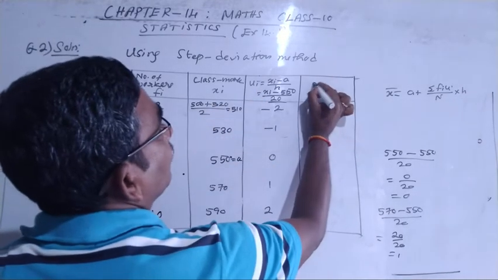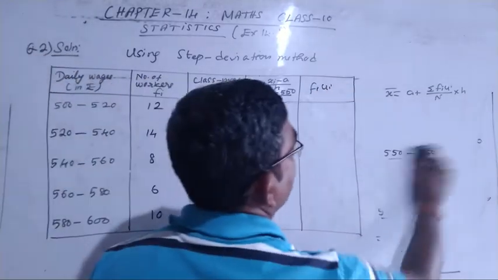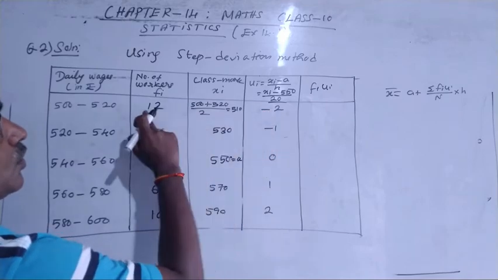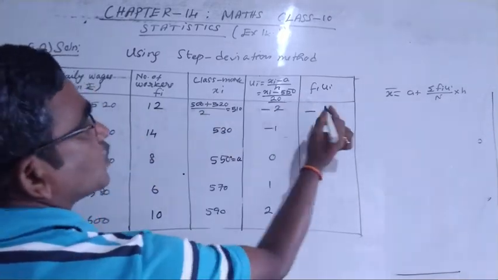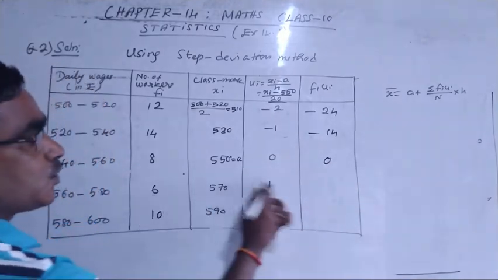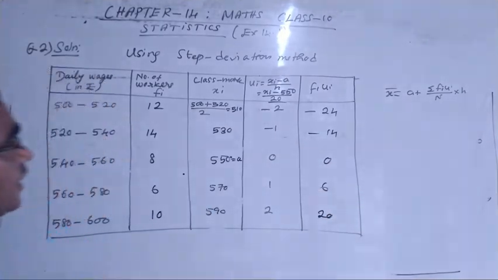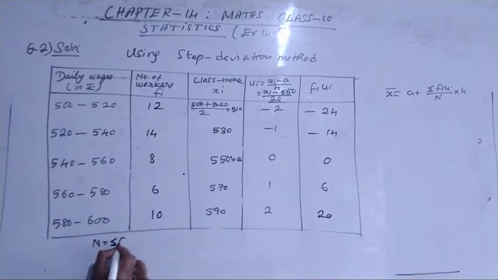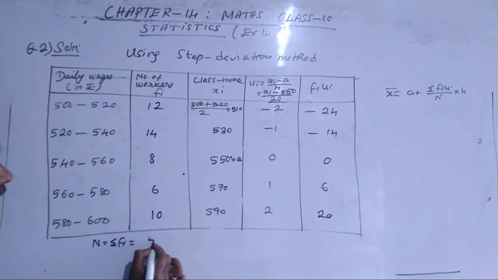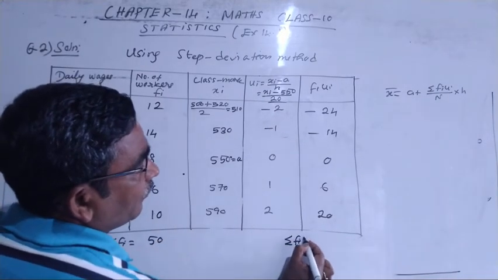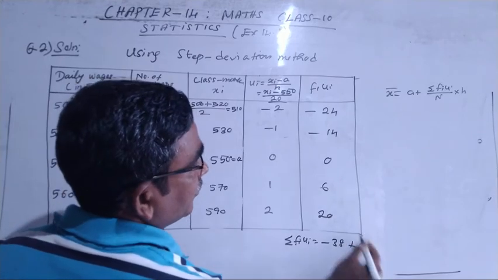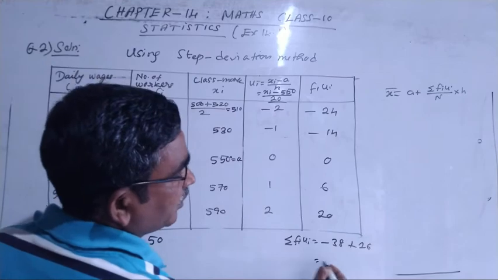Now come to Fi Ui. Multiply Fi and Ui. 12 into minus 2 is minus 24. 14 into minus 1 is minus 14. 8 into 0 is 0. 6 ones are 6. 10 twos are 20. Now N means sigma Fi, all added together, which gives 50. Sigma Fi Ui, adding all together: minus 38 plus 26 becomes minus 12.